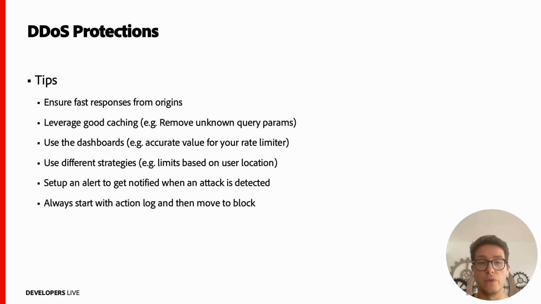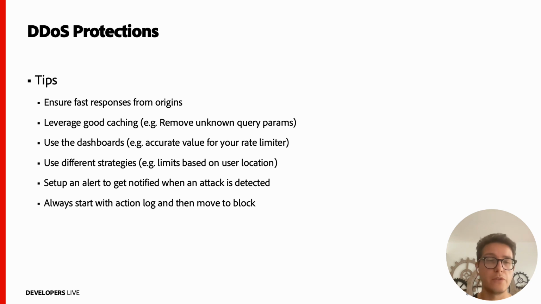The second tip is to leverage good caching, because basically if your website is well cached, it means a DDoS attack will be able to be absorbed by the CDN. It means requests won't go to the origin, so it will reduce the likelihood of outage. And a good thing to do here is to leverage the request transformations in order to remove unknown query parameters. It will improve the cache key, and it will increase the likelihood of a cache hit.